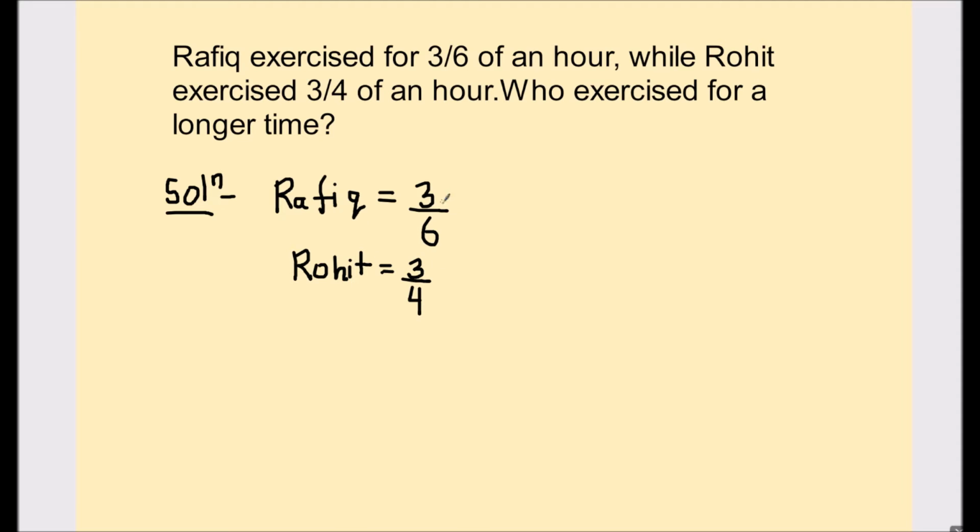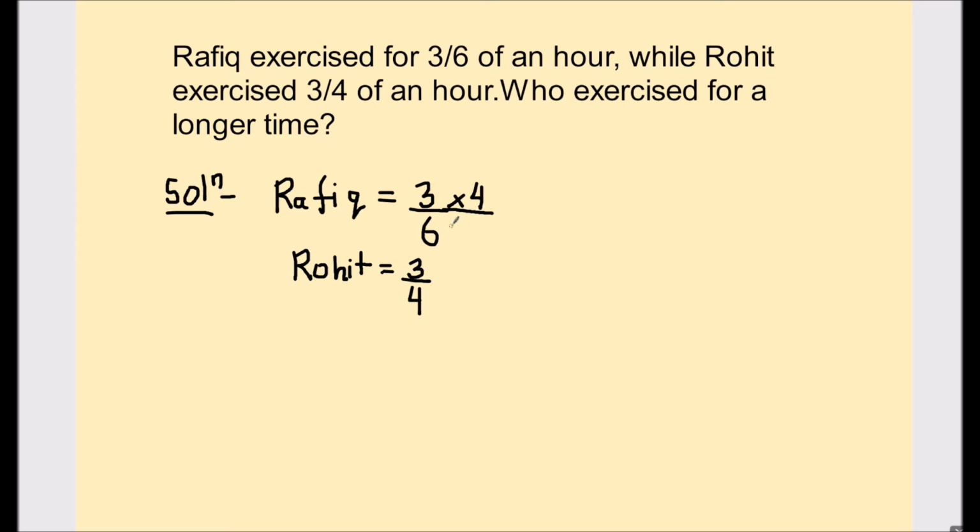To make the denominators of the two fractions the same, we can find the LCM of the denominators, that is 6 and 4, or we can just multiply one fraction with the denominator of the other. We can multiply this 6 by 4, so we'll have the denominator equal to 24, and here 4 is the denominator, so we are going to multiply this denominator by 6, so 4 times 6 is 24. So let's multiply this denominator by 4.